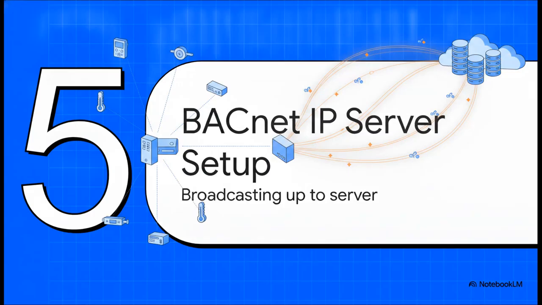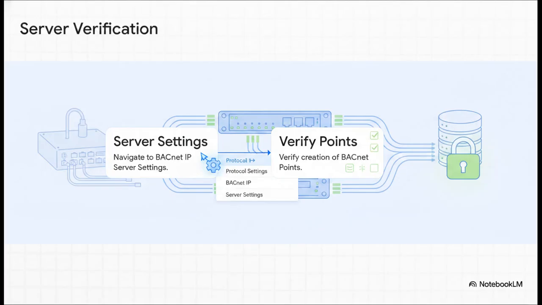All right, Section 5, BACnet IP server setup. With the client side totally locked in, we need to verify that those local points are actually broadcasting up to the wider server network. This next part is just a couple of clicks, but it's a vital sanity check. Back on that left-hand navigation menu, under Protocol Settings, you're just going to click on BACnet IP Server Settings. All we're doing here is verifying the final server-side representation of all the hard work we just did.